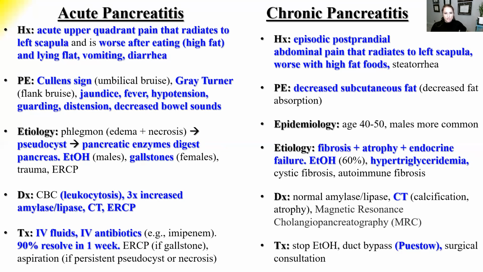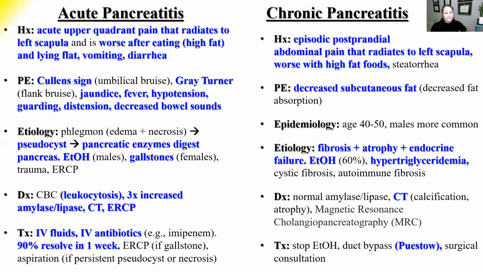Chronic pancreatitis. In chronic pancreatitis, this is fibrosis, so scarring, atrophy, and endocrine failure of the pancreas. And this happens over the course of a while. It's not an acute pancreatitis. So episodes of postprandial abdominal pain that radiate to that left scapula, worse after those high-fat foods. They may develop steatorrhea because they're not absorbing those fats because they cannot secrete that lipase.